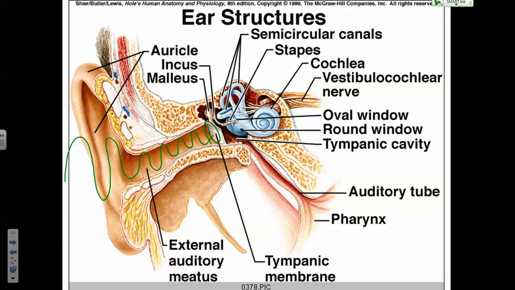And on the other side of the eardrum are three tiny little bones. It's a little bridge of bones. And so as the eardrum vibrates, that bridge of bones moves back and forth and back and forth. And then the third of these bones right here is attached to the inner part of your ear.